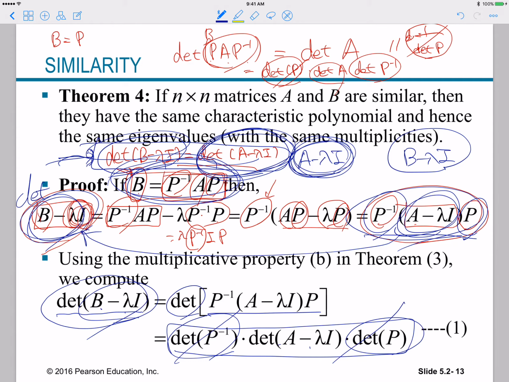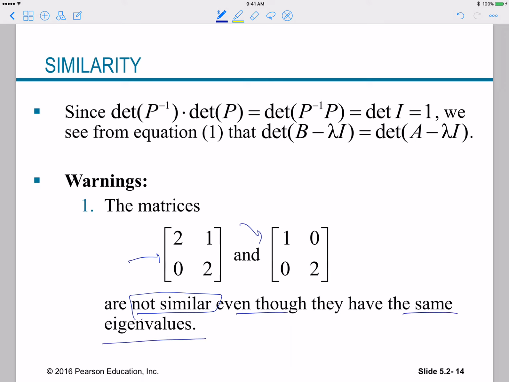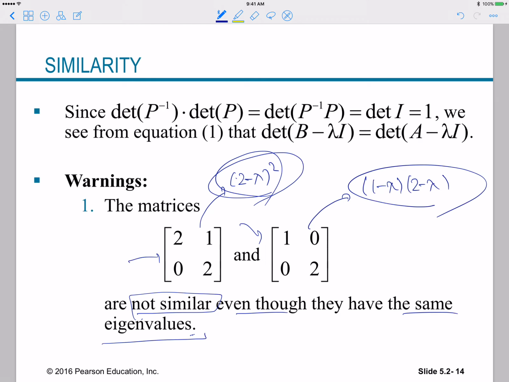So we will see the example. Here in this case, these two matrices are not similar, even though they have the same eigenvalues. The characteristic polynomial is not exactly the same. In this case, 2 minus lambda squared is your characteristic polynomial, and in this case, 1 minus lambda times 2 minus lambda is your characteristic polynomial. So they are not 항등식.